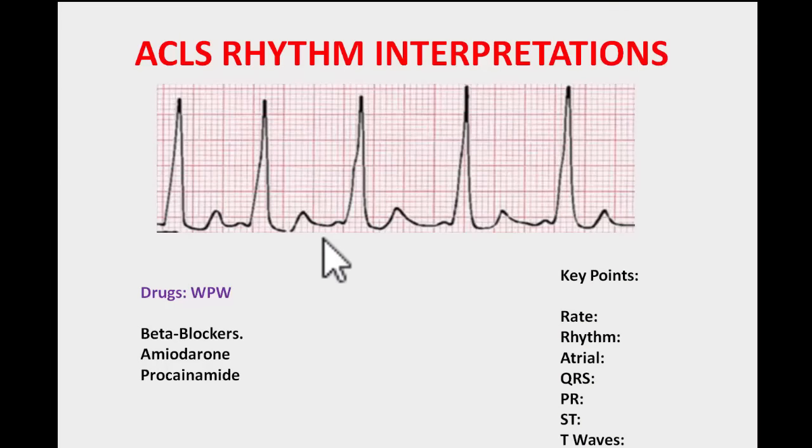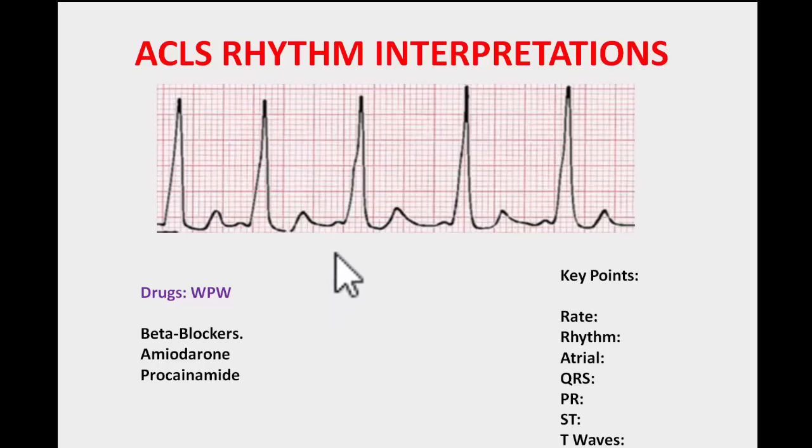And here's an example of a wide QRS complex, and the PR interval is almost non-existent. Here we have the P waves, and immediately there is what we call the delta wave, and then the QRS becomes apparent. So this is an example of a WPW, and patients with WPW have accessory pathways. Patients who have WPW are more prone to tachyarrhythmias. These tachyarrhythmias are tricky because the only drugs that you would really want to use in these arrhythmias to block the accessory pathway would be beta blockers, amiodarone, or procainamide.